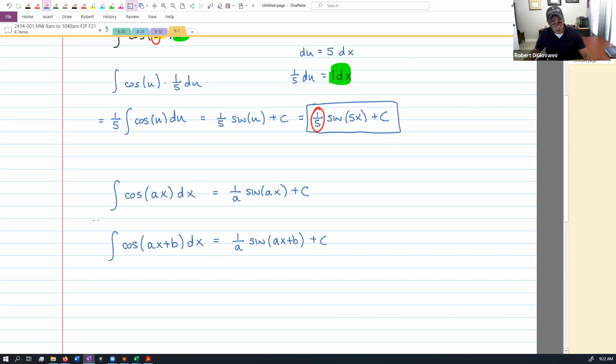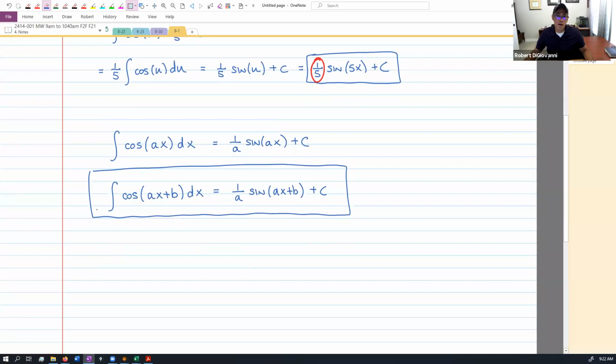So my point, I'm going to box this one because this is pretty big deal here. This right here is kind of a general way of how you can find the antiderivative of cosine of any linear expression. Notice that's a linear expression in there, ax plus b. So if you have a linear expression inside the cosine function, all you have to do is scale it by 1 over a and then just do the antiderivative of cosine.